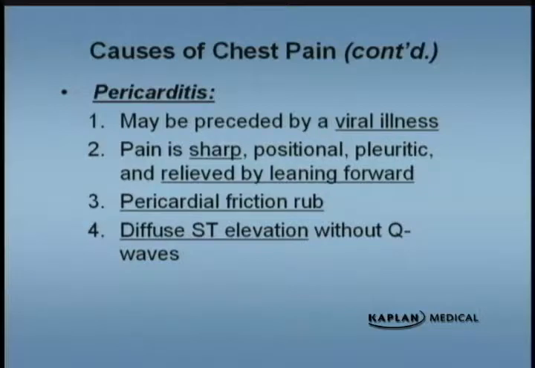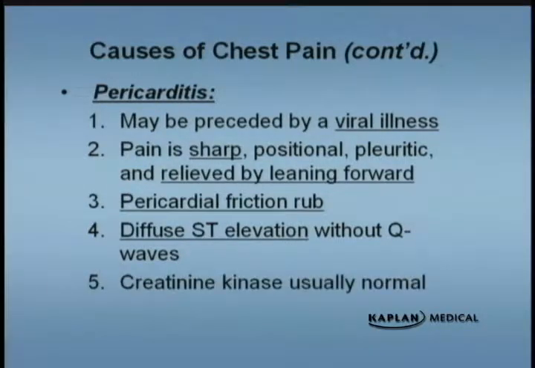Now, although there's diffuse ST segment elevation in pericarditis, what is the single most specific finding on an EKG for pericarditis? Is PR segment depression. PR segment depression. Although the CKMB is usually normal, it could be mildly elevated.